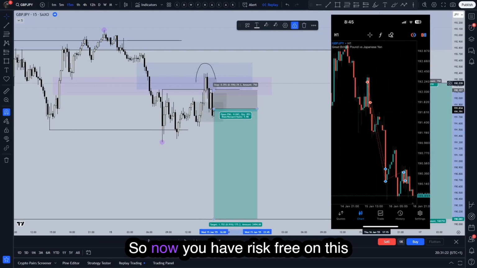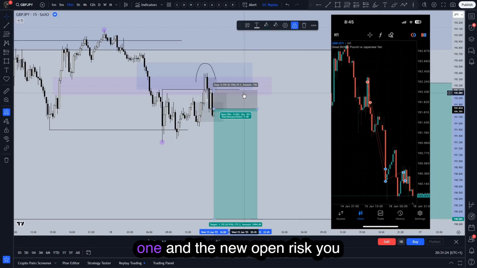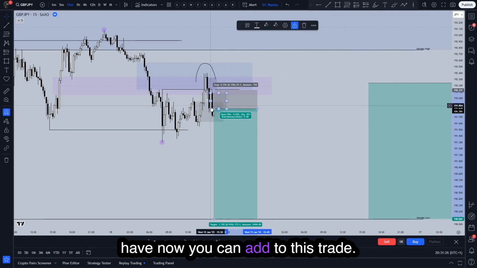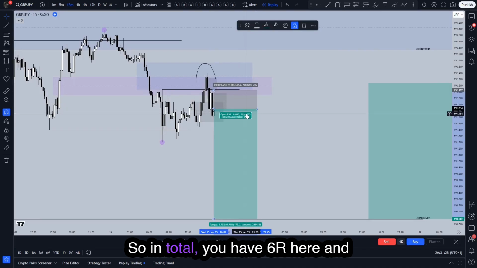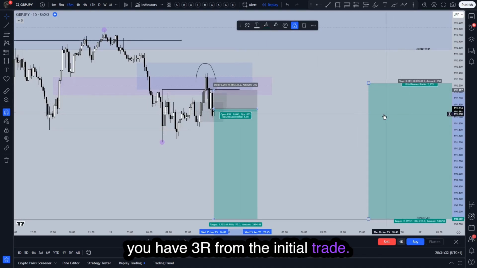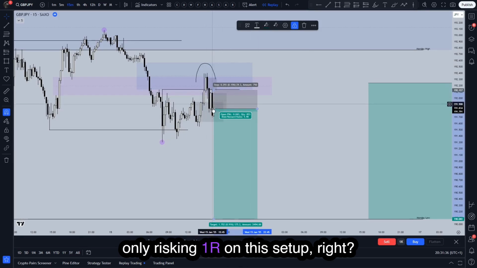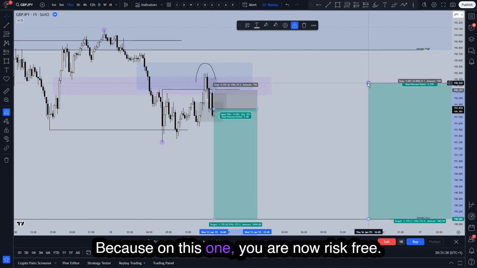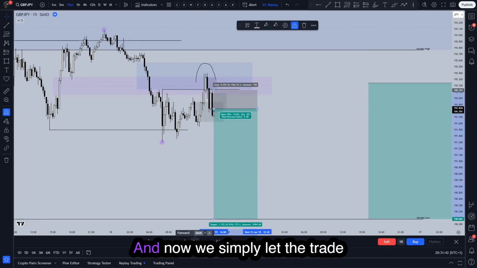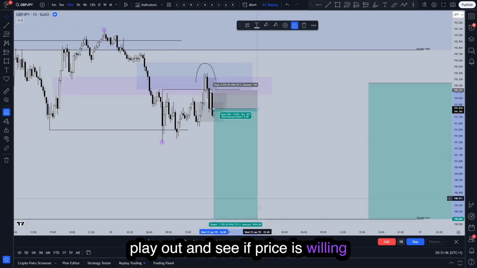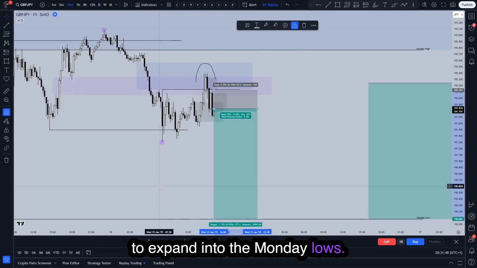So now you have risk-free on this one, and the new open risk you have now you can add to this trade. So in total you have 6R here, and you have 3R from the initial trade. So in total you can make 9R while only risking 1R on this setup, right? Because on this one you are now risk free. And now we simply let the trade play out and see if price is willing to expand into the Monday lows.